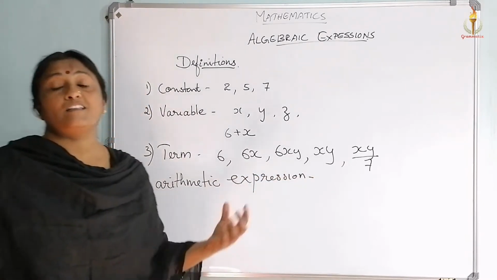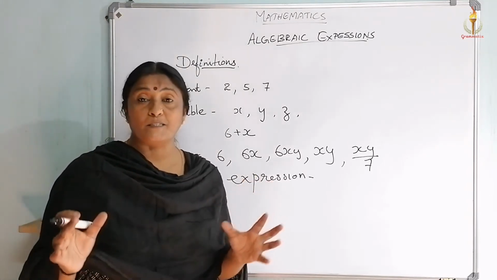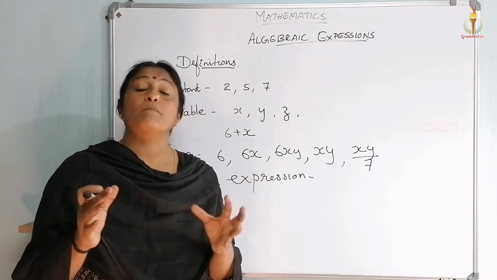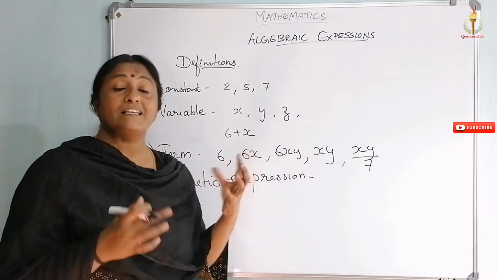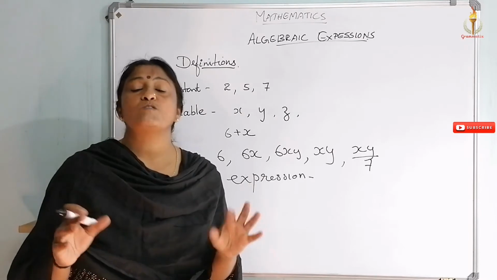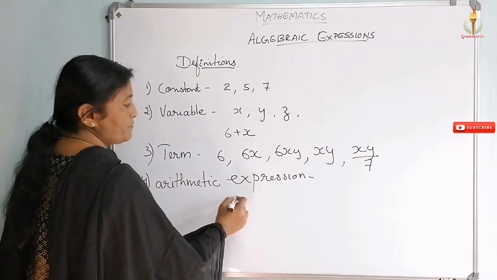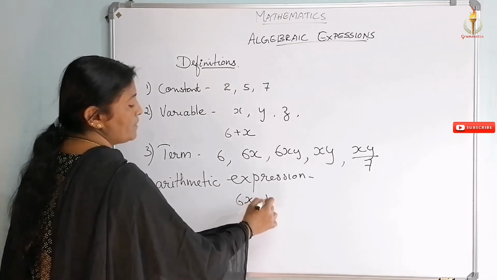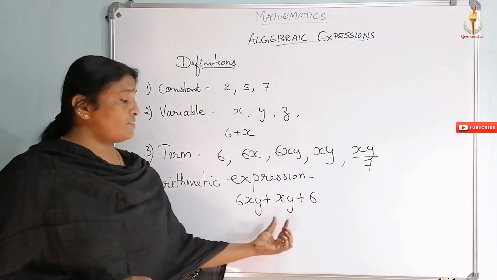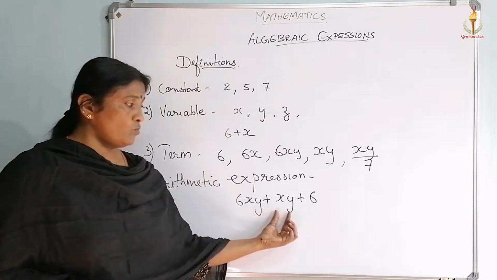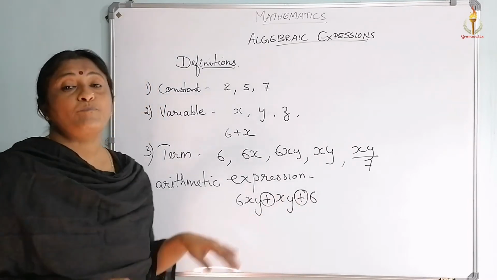Now what do you mean by an arithmetic expression? An arithmetic expression is a combination of terms joined together using a plus or a minus. It is an expression where you can find many terms which are combined together by addition or subtraction. So you can write here 6xy plus xy plus 6. Here you have 3 terms, 1, 2 and 3 terms. They are joined by addition symbols. So this is what an expression is.